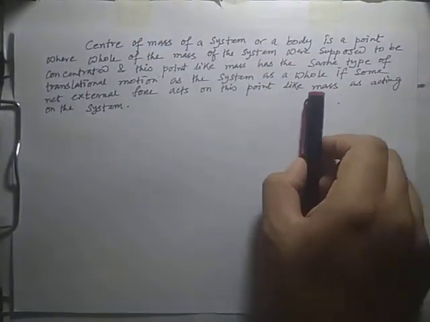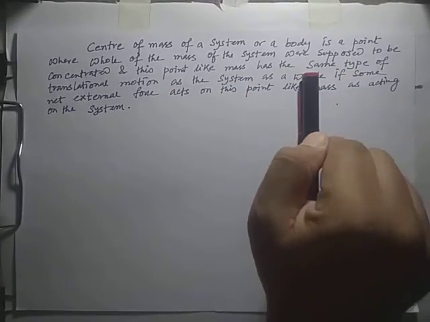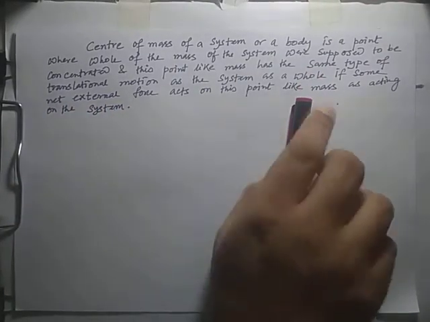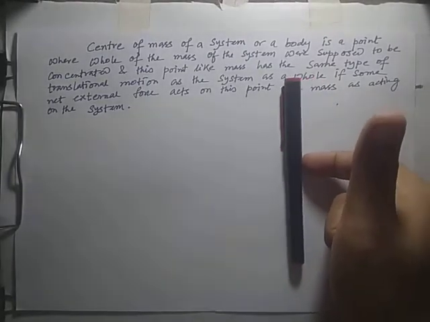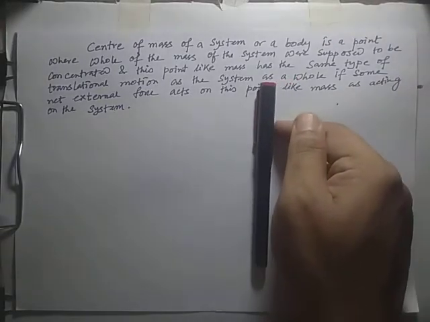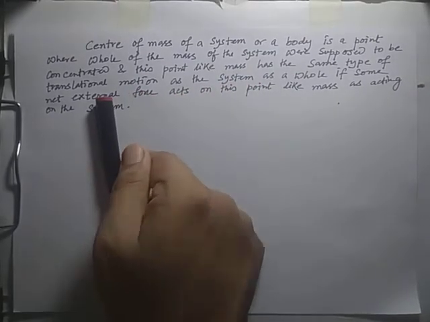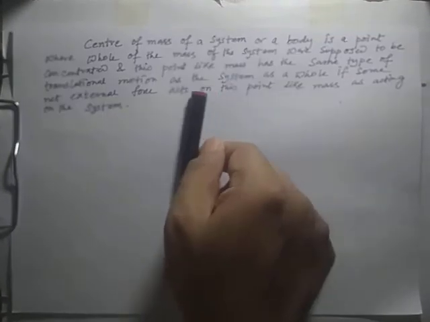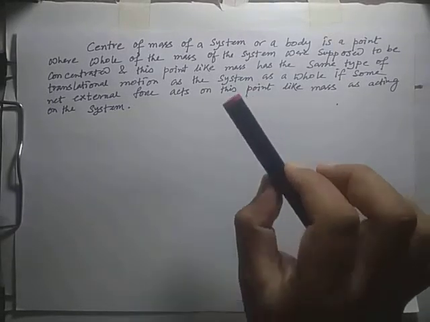Now, if I apply one net external force acting on one point-like mass, it will translate in the same way. So if I apply a force here in this particular point, which I think is the center of mass, the object is translating in the same way. Somewhere here the center of mass is located in this particular pen.